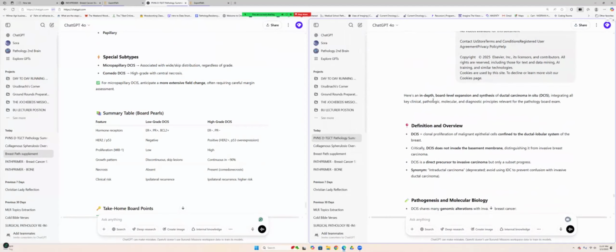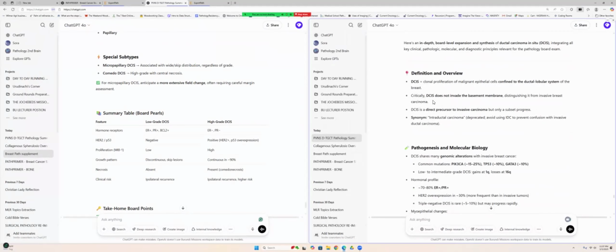Let's quickly look at this before we round off. This says the clonal proliferation of malignant epithelial cells confined to the ductal lobular system of the breast. Critically, this cell does not invade the basement membrane, and that distinguishes it from invasive breast cancer. This is a direct precursor to invasive carcinoma, but only a subset progress. Synonyms include intraductal carcinoma, no longer used.